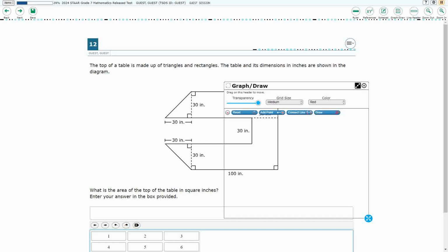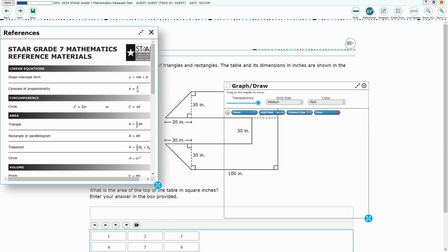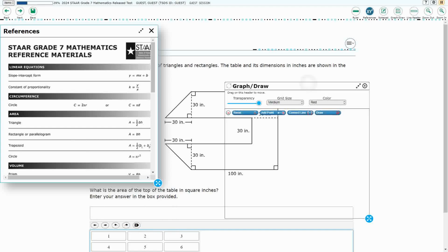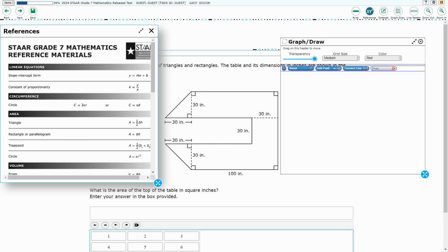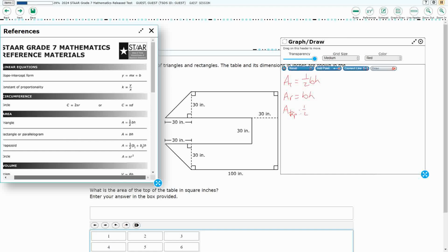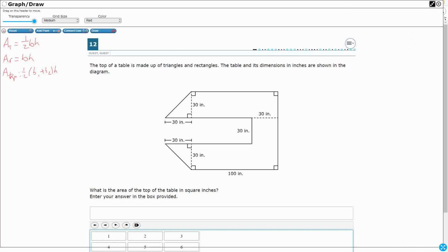Let me go ahead and bring up our reference chart in case we need it. So we have the area of a rectangle, and I'm going to write that on right here. The area of a triangle as well equals 1/2 base times height. The area of a rectangle is base times height. And then trapezoid, we might need that, maybe not, we'll see: 1/2 times base 1 plus base 2, and then height. All right, those are the big ones.